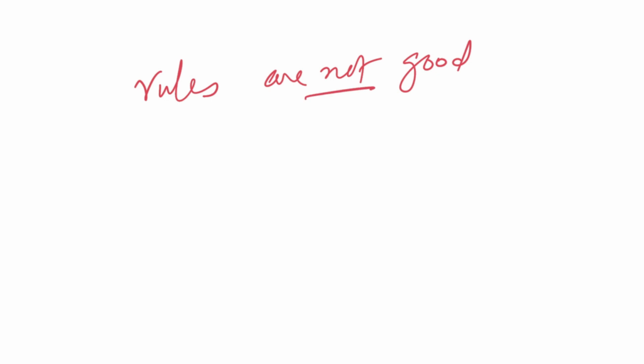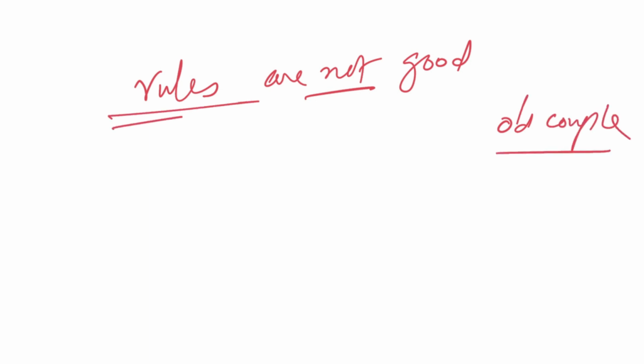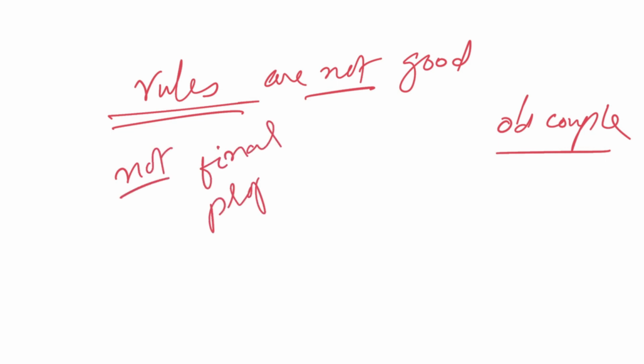Applying Rawls' approach and the notion that the civil service is for common good, rules are not good. It says rules are not good, because if a rule hasn't included an old couple like that, it means the rules are not final, proper.